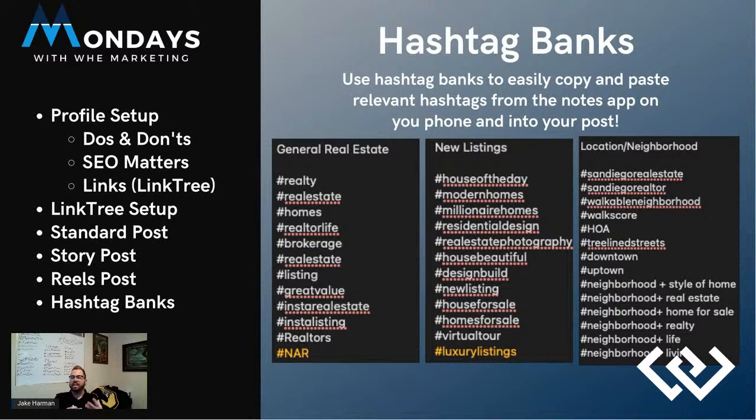So when you're planning your content, you can know, okay, this post is more related to a new listing, so I'm going to use this list of hashtags, and then I may change one or two of them out. That cuts out a lot of the time behind each post. It's going to take you a little bit more time in the beginning to get set up. However, it's going to save you a lot of time on the back end.